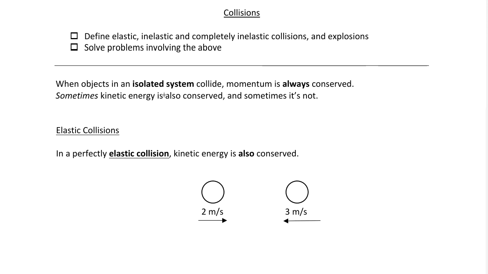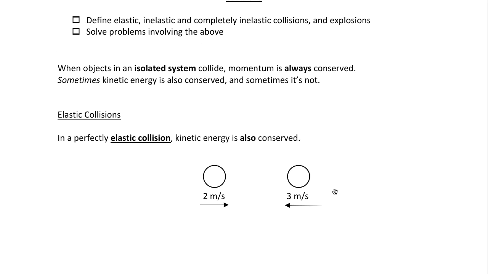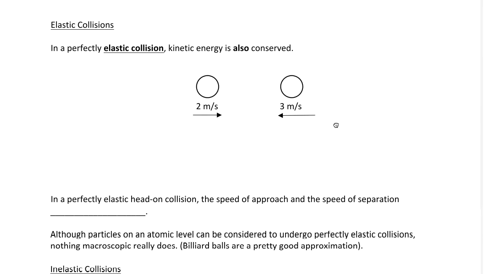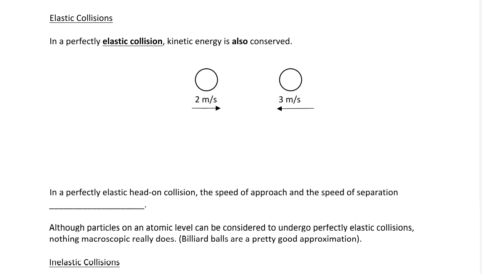So when objects in an isolated system collide, momentum is always conserved because the forces acting between the objects in that system are internal forces. And sometimes kinetic energy is also conserved in addition to momentum, and sometimes it's not. So just be careful not to get those two things confused. Momentum is always conserved in an isolated system, and sometimes kinetic energy is, and sometimes it isn't. Now we can classify collisions based on whether kinetic energy is conserved in addition to linear momentum.